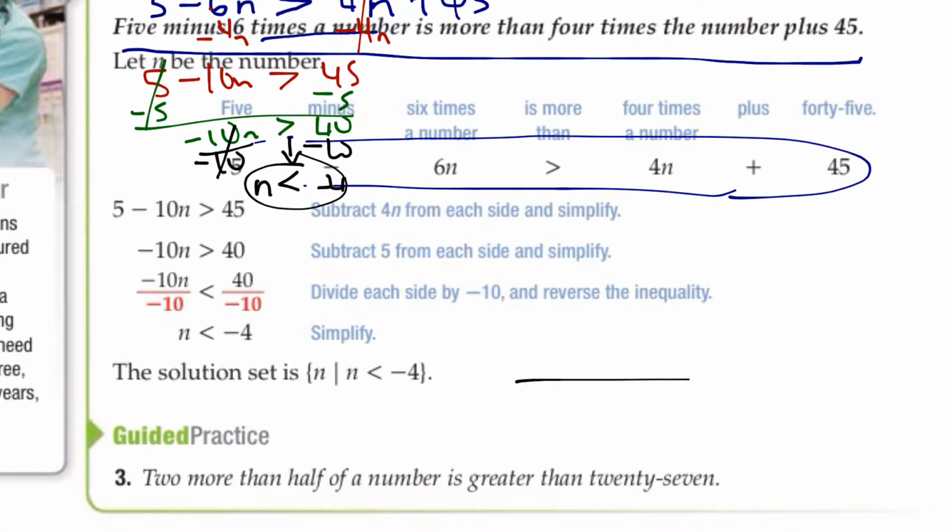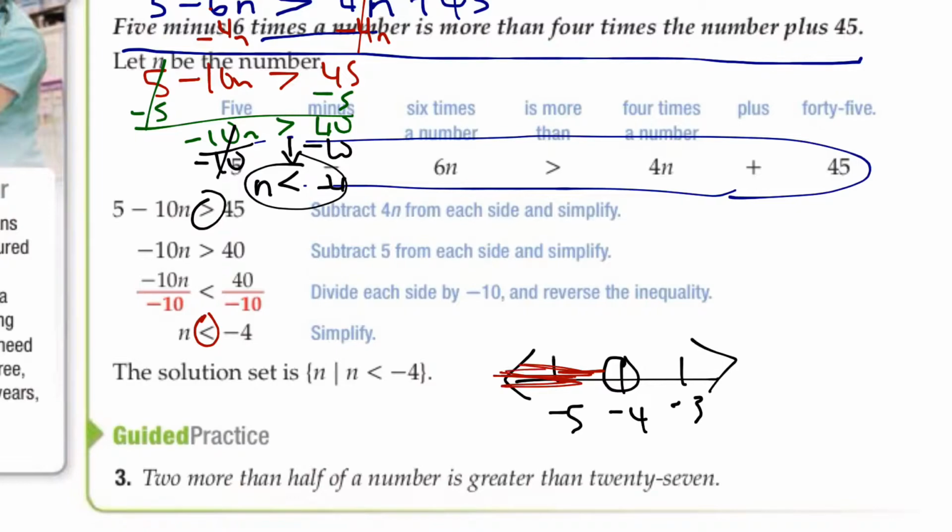Okay, if I were to graph that, negative 4, negative 5, negative 3. Okay, open or closed circle? Doesn't have the equal to, so open. And since it's less than, I have to go to the left.